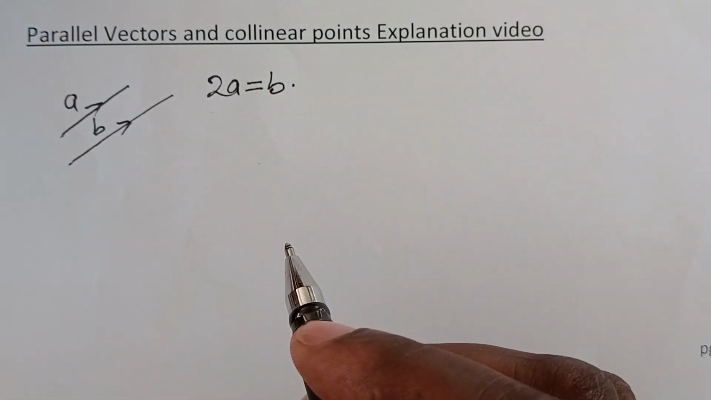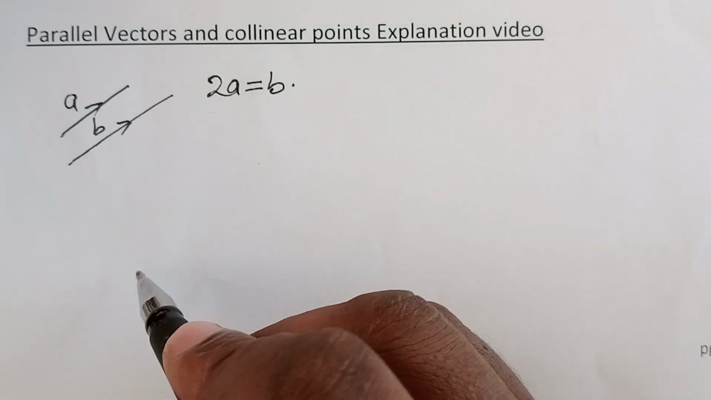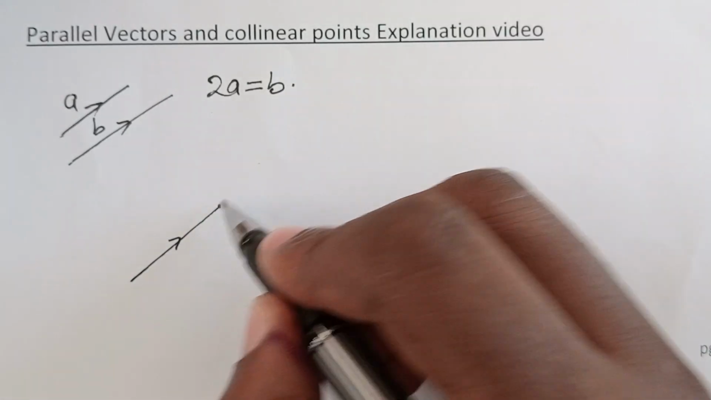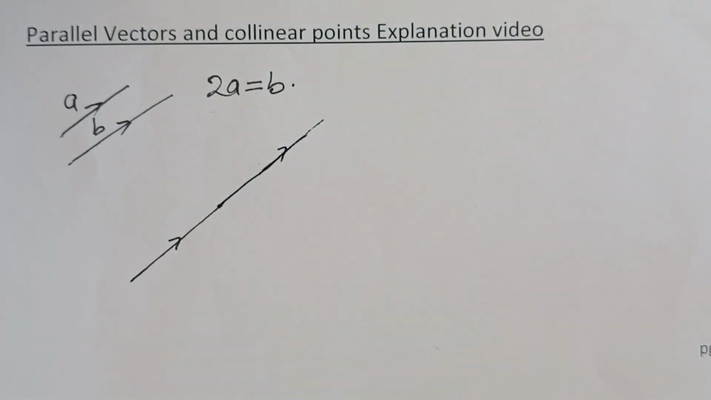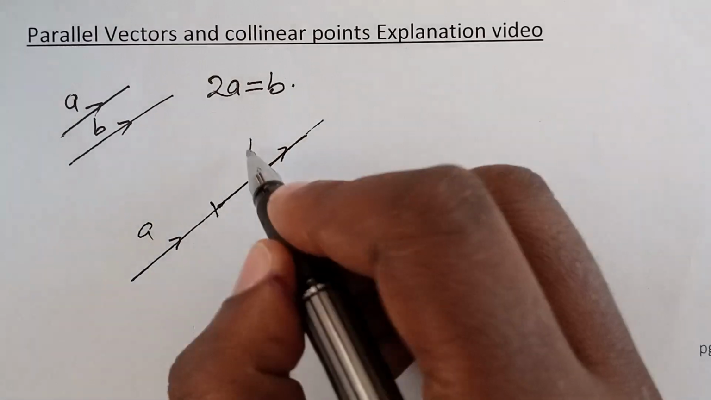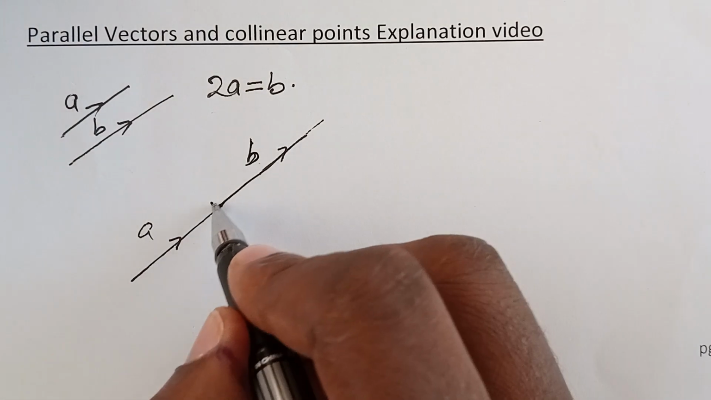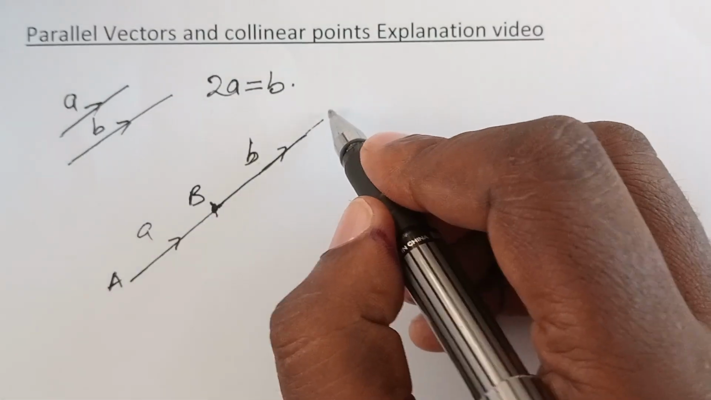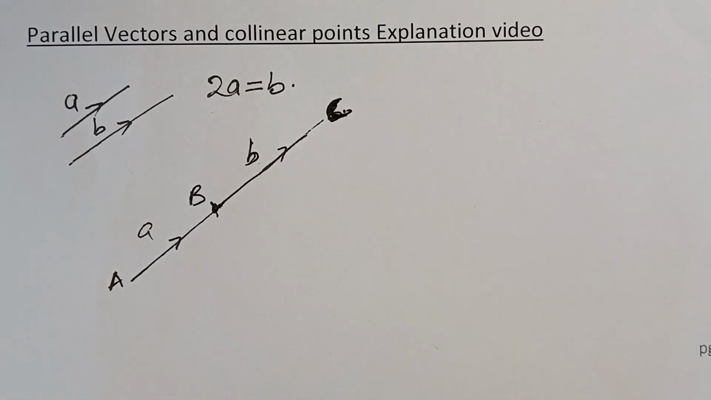What happens when the two vectors both lie on the same line? When we have vector A there, and we may want to combine it with vector B in the same direction, whereby we can have vector A and vector B up to there, then they are sharing a point in common. If we say this is AB and then vector B is BC, they are sharing point B.